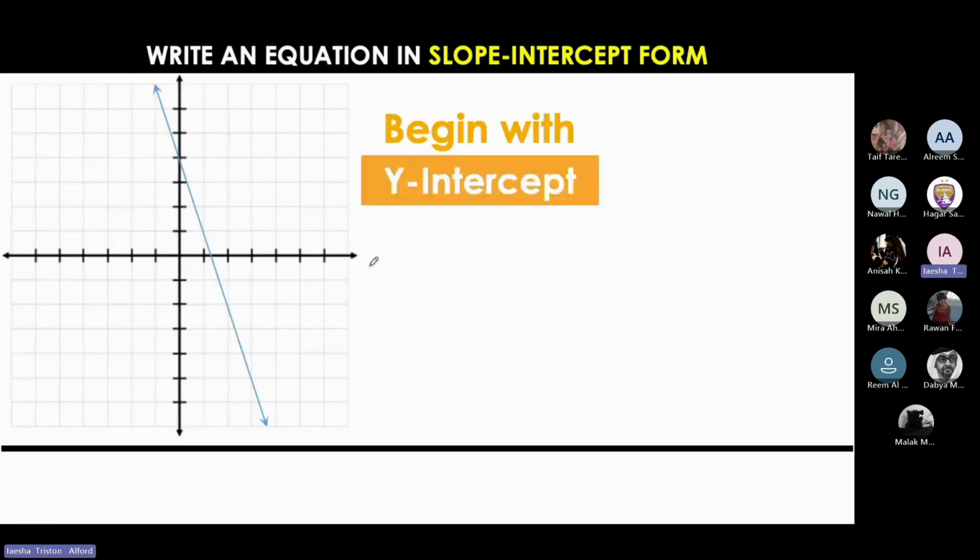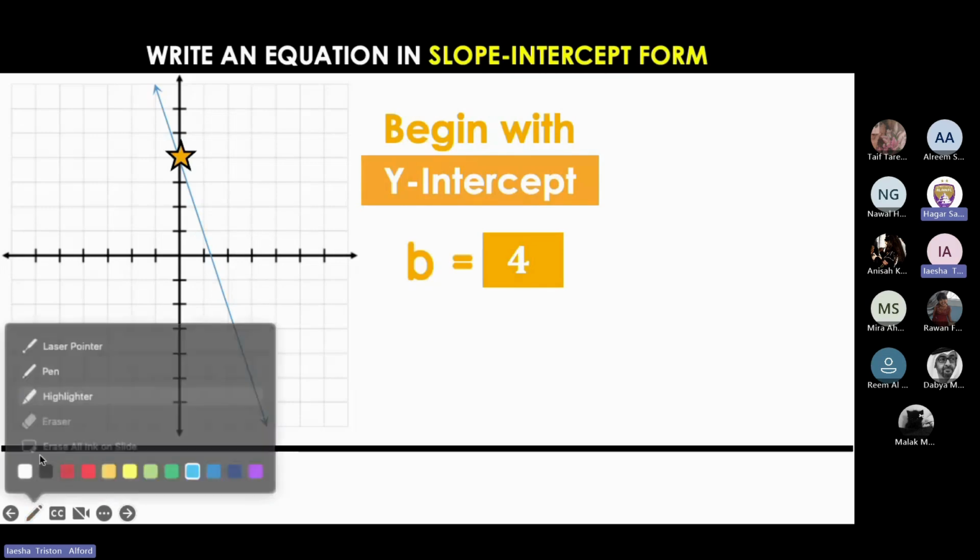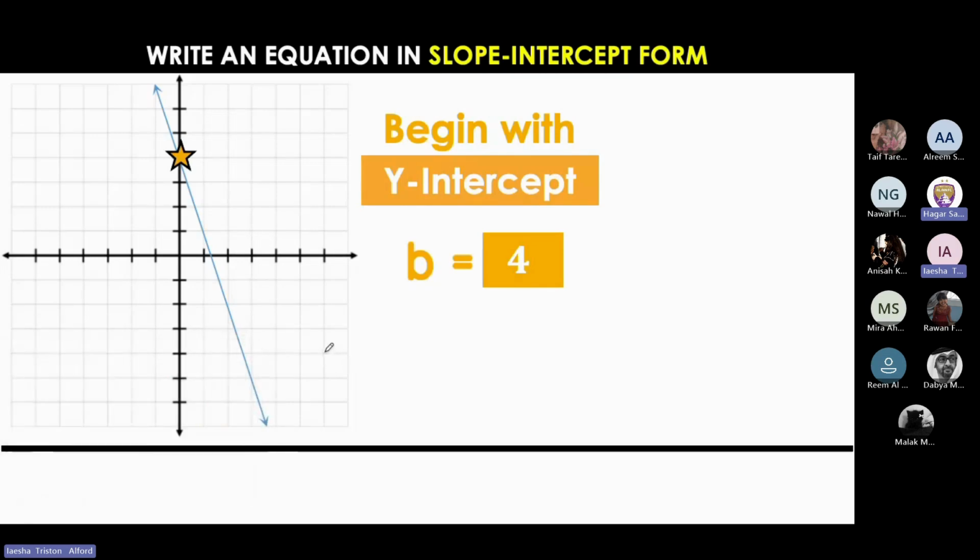Here, we have to begin with the y-intercept. The y-intercept is on the y-axis. What number is this? Positive 4, correct. Once we have the y-intercept, we need to choose a point. Remember, you have to make sure you choose a good point. A good point has to be in the middle of the horizontal and vertical, where they cross.